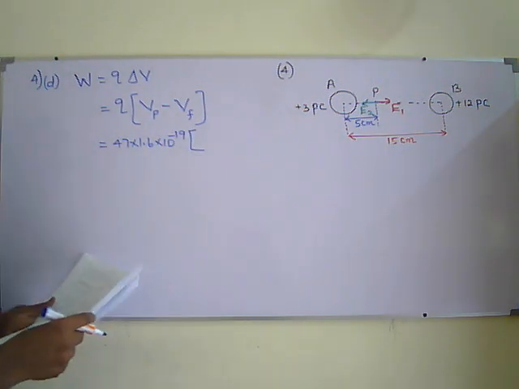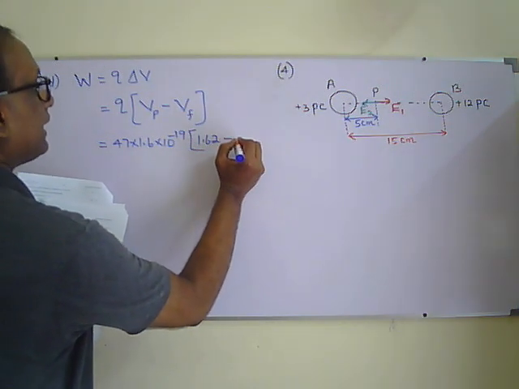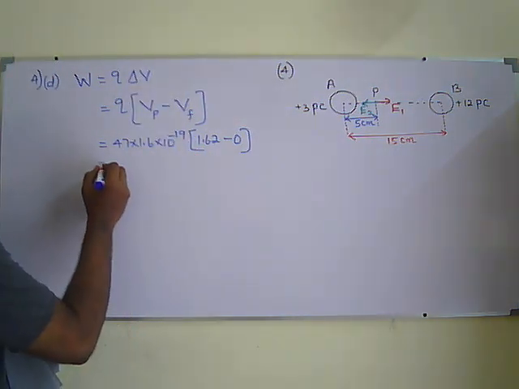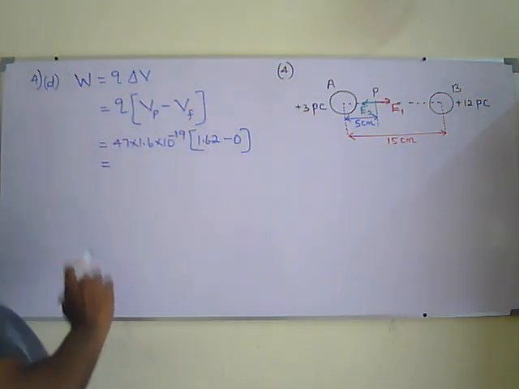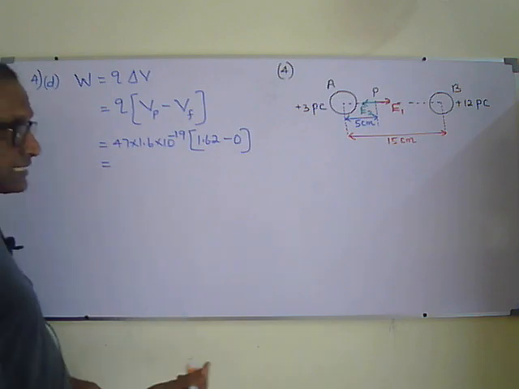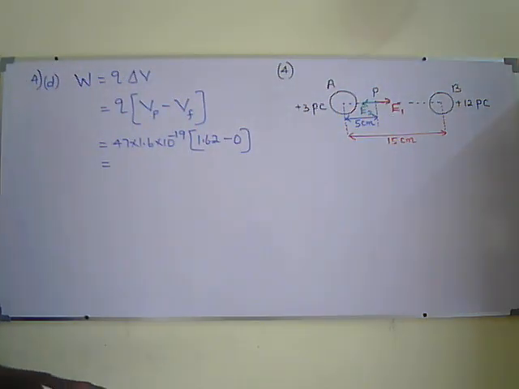Vp, we just found it in the previous part. That is 1.62, minus far distance, where potential is equal to 0. Solve it, you will get positive work done. That means it's losing kinetic energy. So certainly it will just come to rest at point P for the initial minimum speed at far distance. Okay, solve this one.